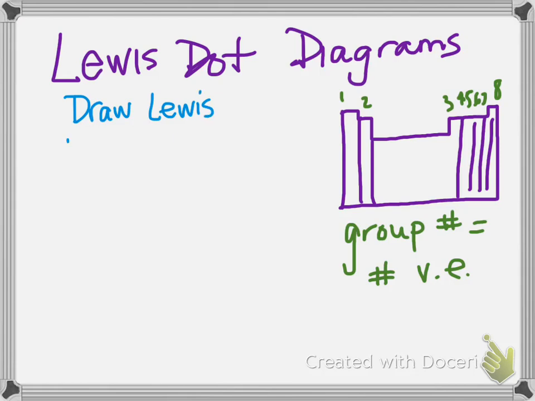So why don't you pause, go ahead and pause the recording after I give you the examples. I want you to draw Lewis dots for the following elements. Okay. Go ahead and pause right now. Draw Lewis dots for lithium, neon, sulfur, phosphorus, iodine. Once you have those drawn, go ahead and start again and check your answers.